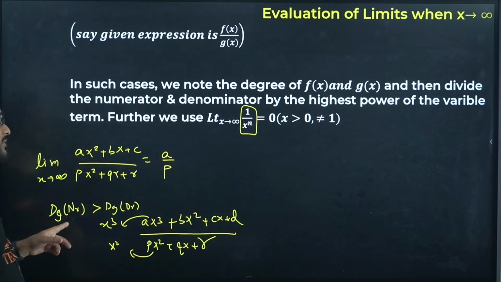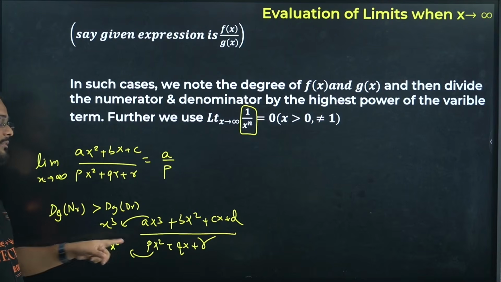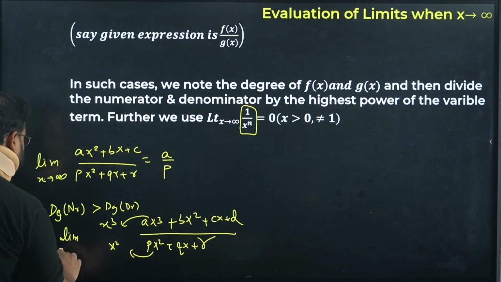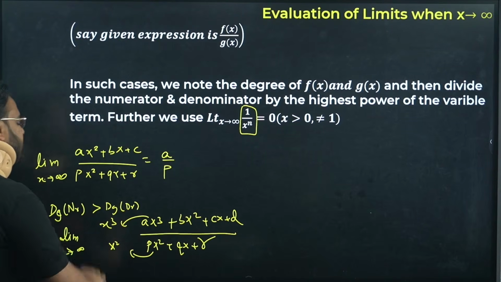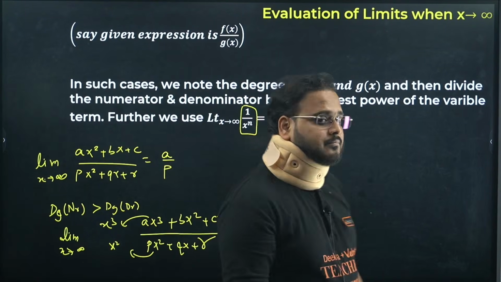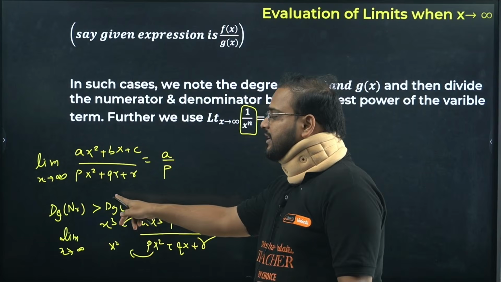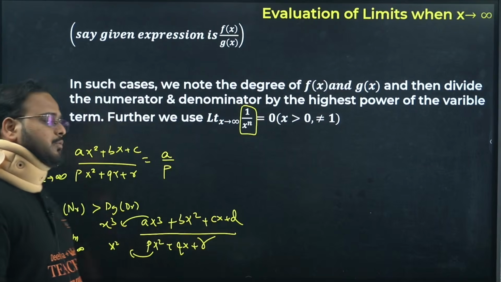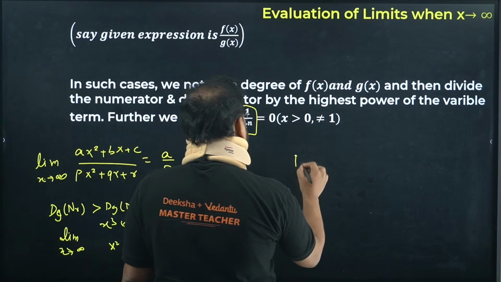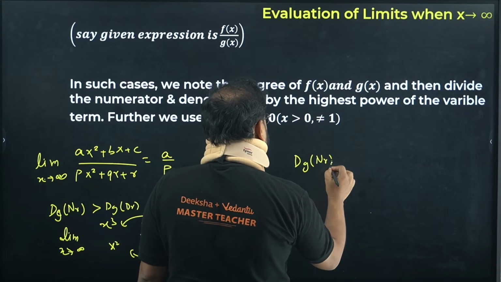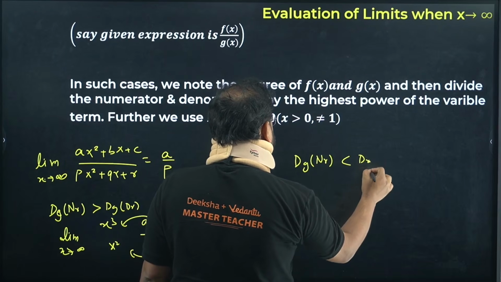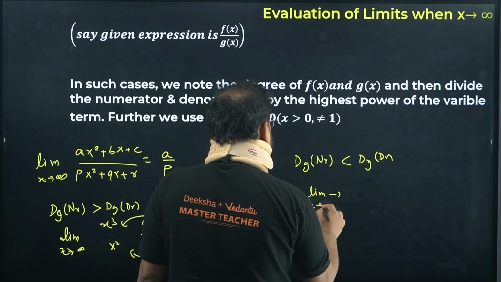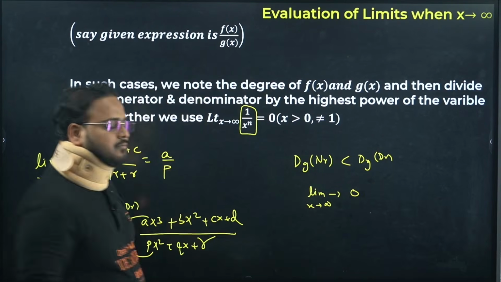If you put the x value as infinity, please check, this value becomes infinity only. If you apply the limit x tends to infinity, in this case this value becomes infinity only. And if it is the opposite, if the degree of denominator is more than the degree of numerator, it becomes, of course, 0. So if you have degree of numerator less than degree of denominator, then the limit when x tends to infinity becomes what? 0. This becomes 0.